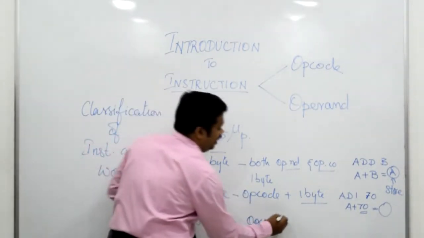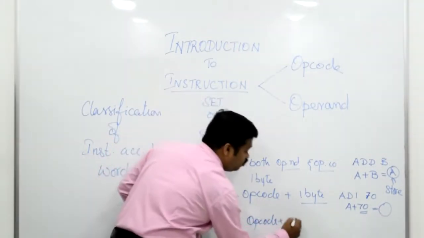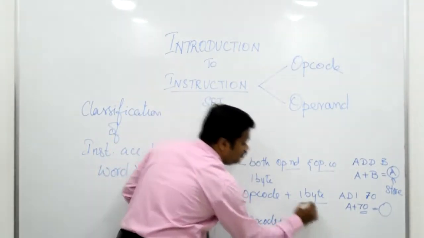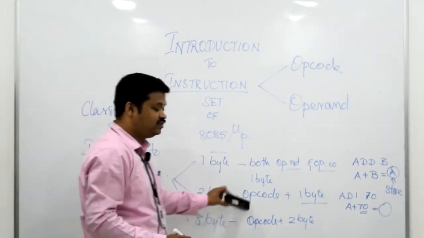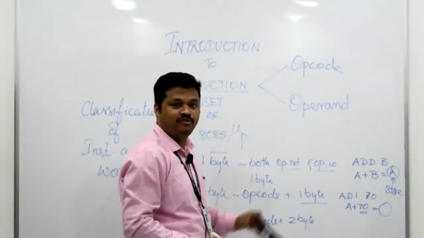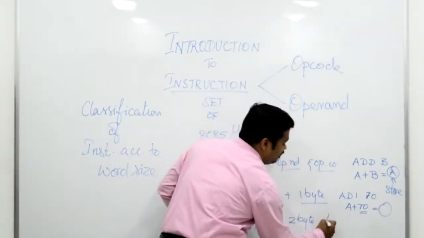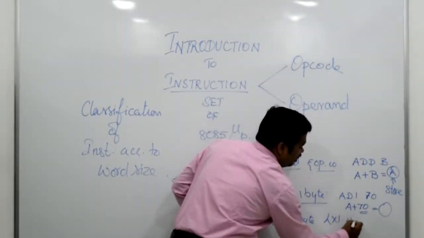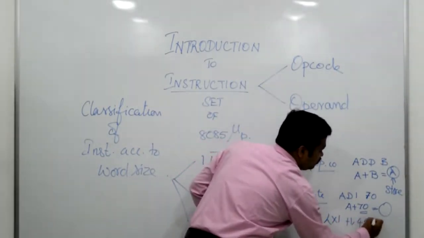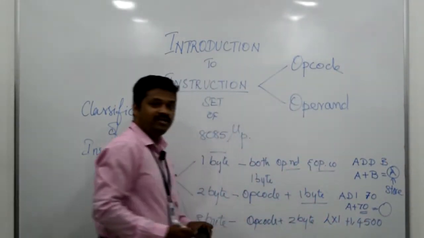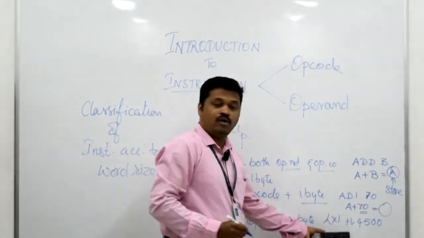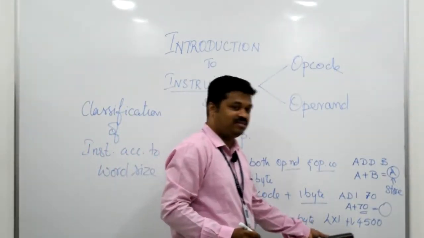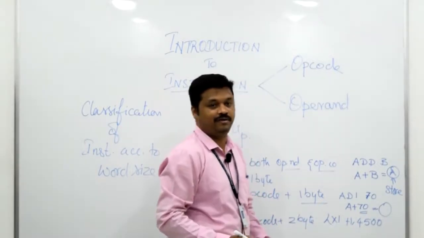You will have an opcode which is of 1 byte, and you will have an operand which is of 2 bytes. For example, you will have an instruction called LXI H, 4500. What does it say? You are going to load the content of the HL register pair with the 4500 data.